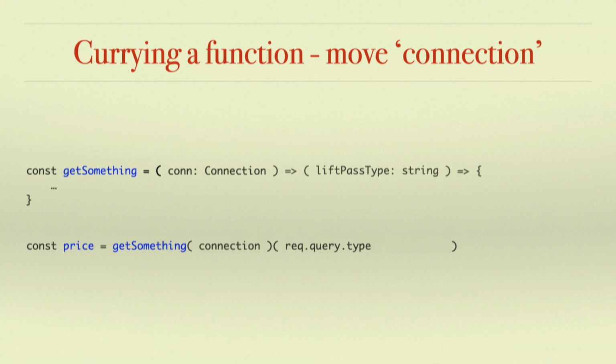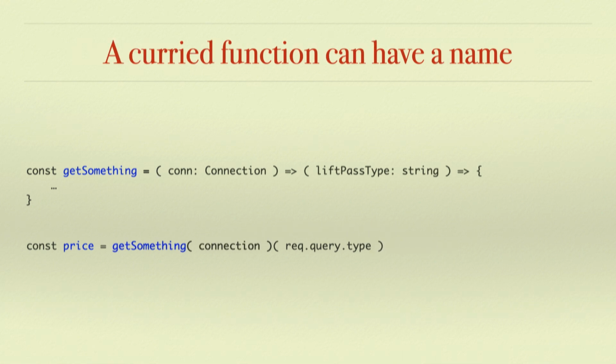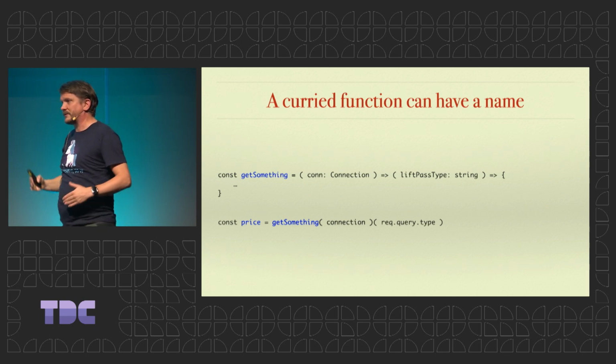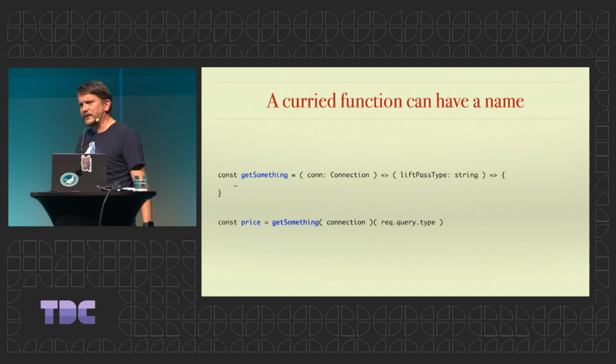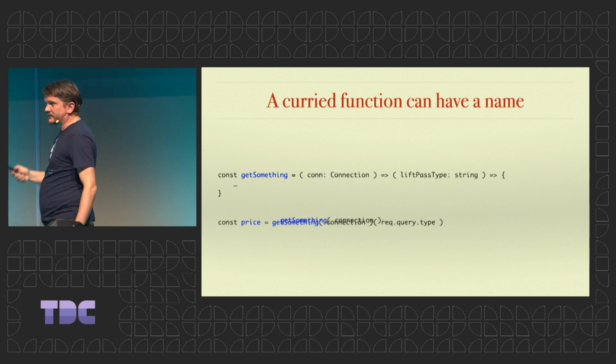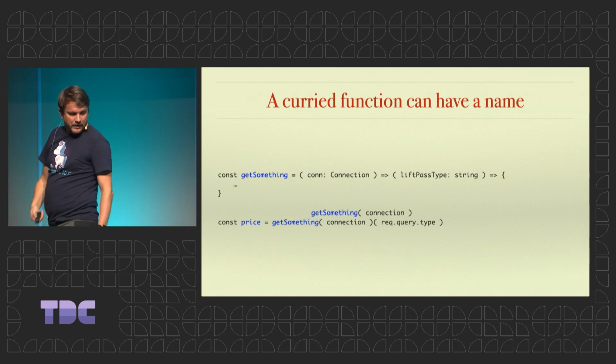And then, of course, we call it in the get something. An interesting part of making curried functions like this is that curried functions can have names. This is important, because now what we have is a function that returns a function. So there are these two function calls at a time, and that can be a bit like, how do I read this?